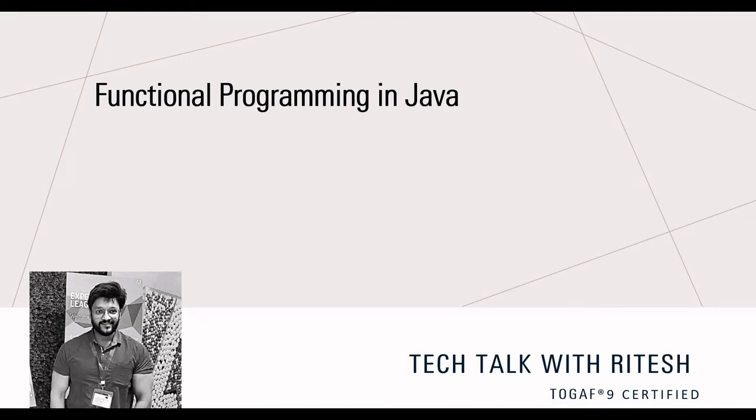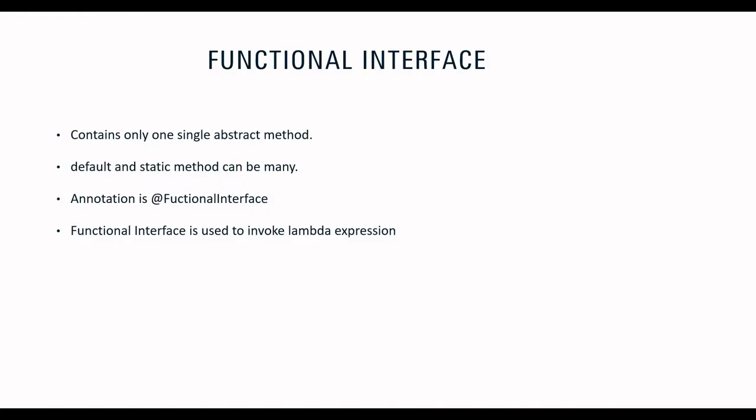So far we have covered Stream API. How can we use Stream API to convert a list of objects and perform various operations on that. We learned that. Now continuing the functional programming in Java, the next must-have topic would be functional interfaces. So what is a functional interface?